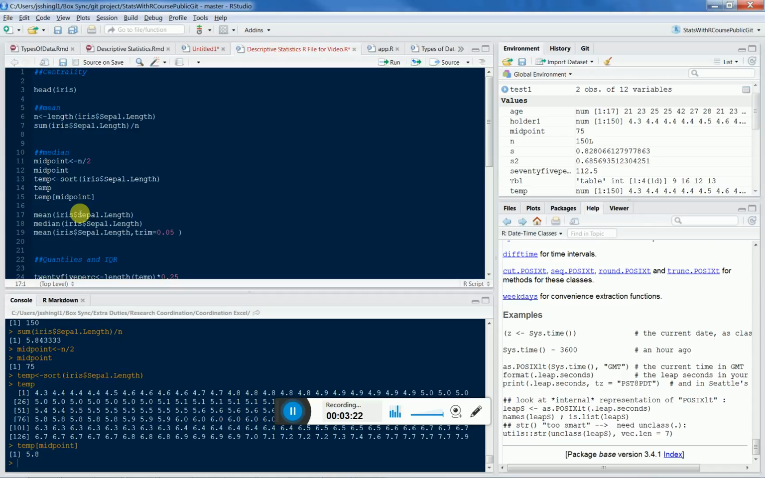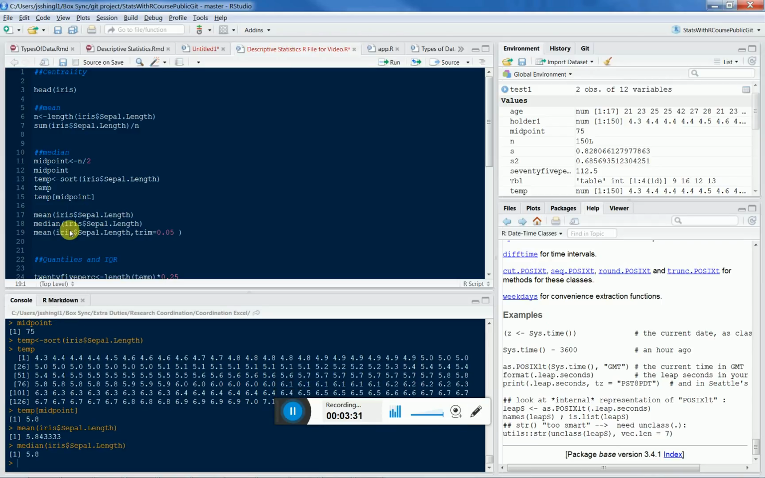Finding the trimmed mean is a little trickier, so I will use the built-in commands in R to find the trimmed mean. In fact, R has commands to find all of the previous actions. We get the mean, the median, and this is the trimmed mean right there.